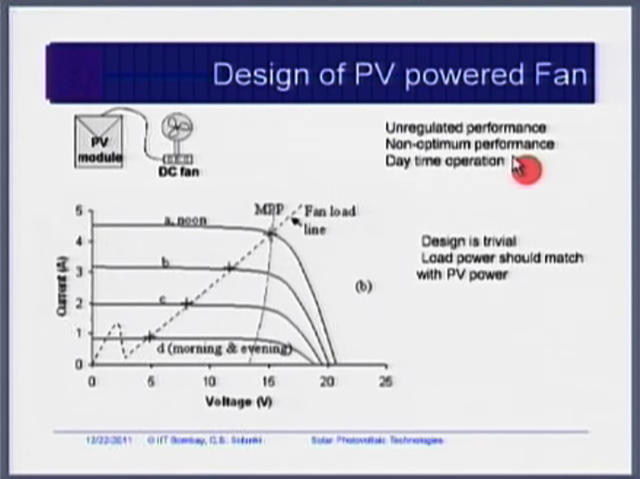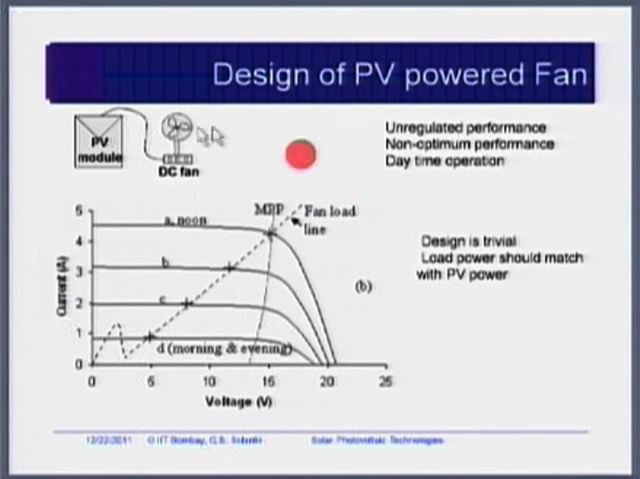Okay. So now, I will give you the design of a simple PV powered DC fan. This is a very simple example of what possibly can happen in a PV system. So look at this, this is the fan I have shown here. The example is a 75 watt module IV characteristic. This is the noon time when the radiation is higher, and this is the morning time. As you go from morning to noon, the current of the IV curve changes. Voltage also changes a little bit. So the solid line is the IV curve of your module during the day.